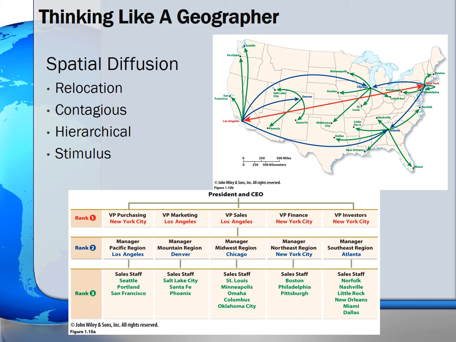The map and diagram are an example of hierarchical spatial diffusion. Hierarchical diffusion involves cascading or stair-stepping from one level or rank to another. In this example, Big Apple Togs, a hypothetical fashion chain headquartered in New York City, launches a fashion innovation that is diffused hierarchically through the company.